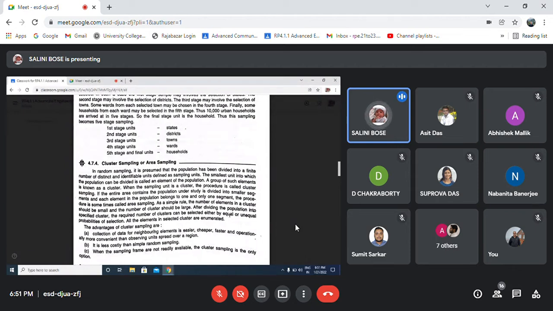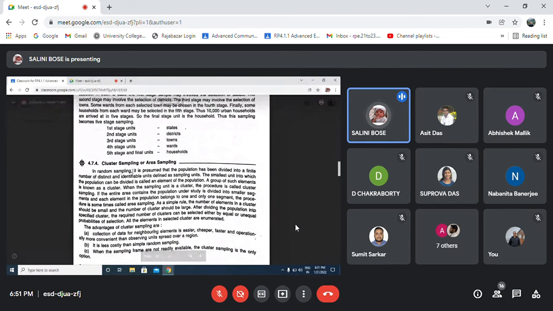That means cluster means, what can I say? A sampling unit. Cluster is also a sampling unit, the smallest unit. So in a cluster, all the characteristics of the population must be involved. So that is cluster sampling.